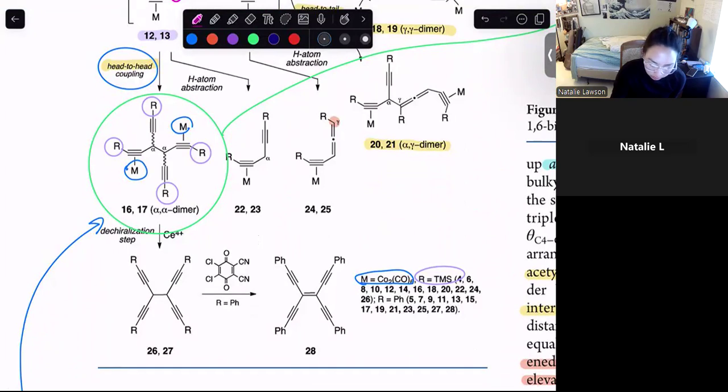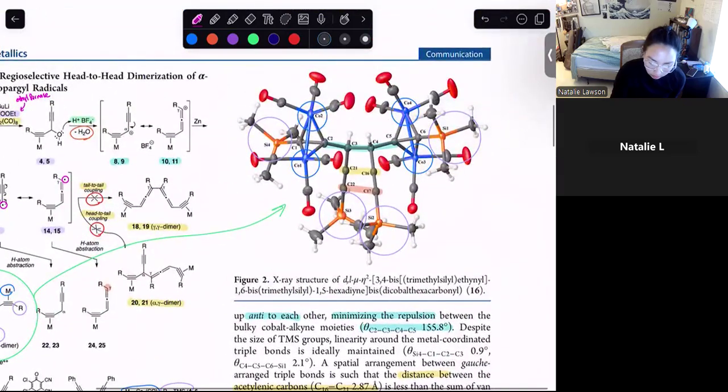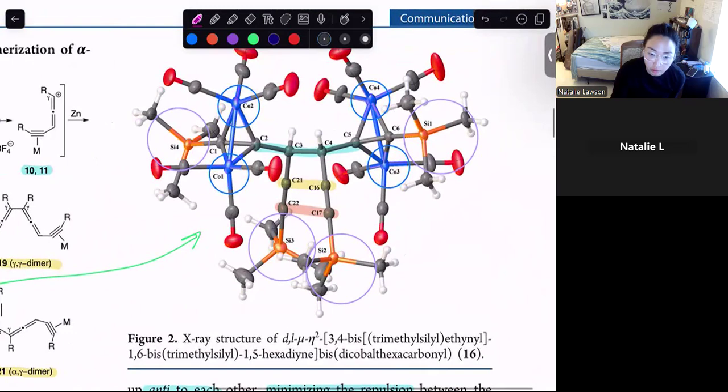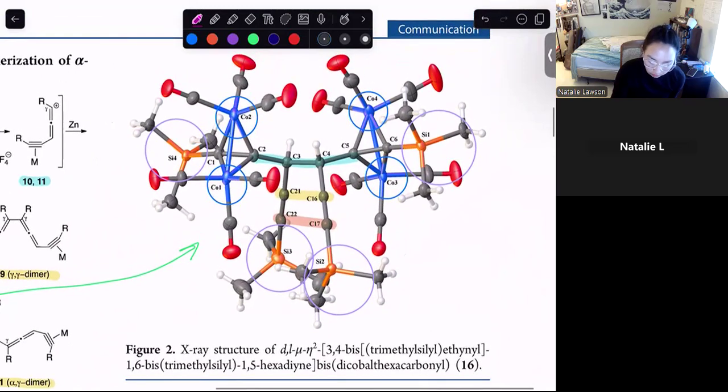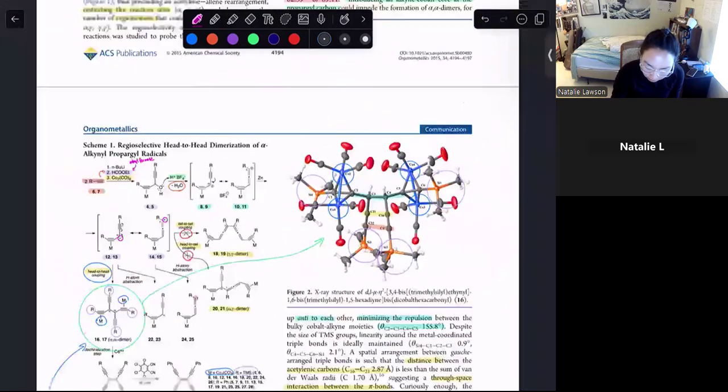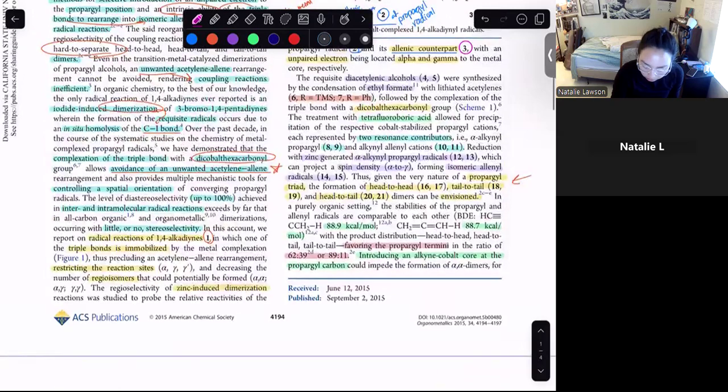Okay, so this is that structure. It's an X-ray structure. I was annotating this yesterday to kind of figure out how to see this. It's 3,4 DL. Dude, I'm not here yet, but I'm pretty sure that's nano. I don't know what N2 is. 3,4 bis trimethyl silyl ethanol 1,6 bis trimethyl silyl 1,5 hexadiene bis di cobalt hexacarbonyl.